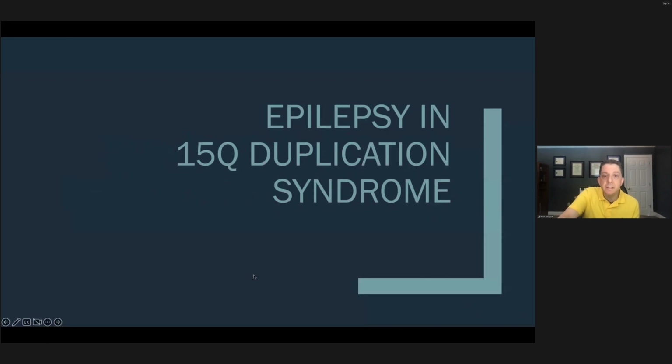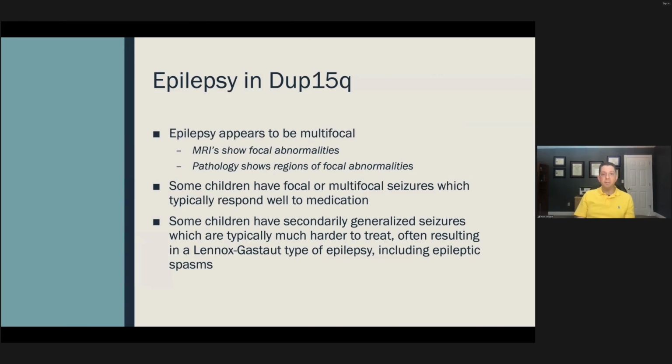And then epilepsy in 15q duplication syndrome in general. When we talk about focal and generalized epilepsy, for kids with Dup15 it's more focal or multifocal. So it's one part, but much more often multiple areas that can have seizures. People will have seizures that look focal: just the eyes to the side, the head to the side, some arm posturing or shaking. Those are the common focal seizure looks.